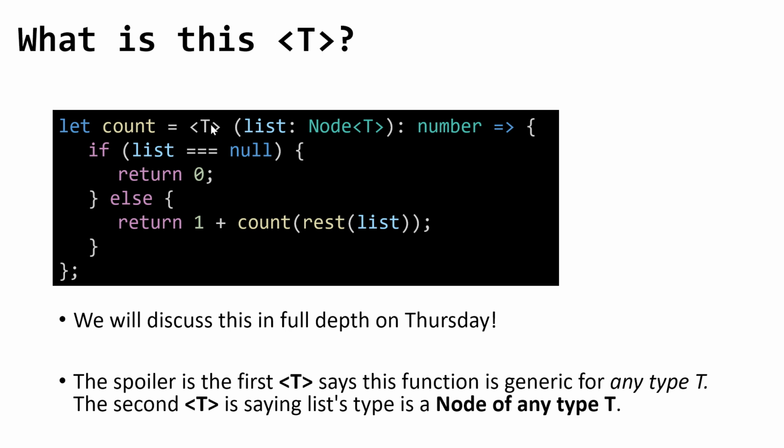If we want to write a function that works for a node of any type, what we're able to do is specify, hey, this function is going to work for a node of any type T. So this count function will work whether you give it a list of strings or numbers or some other type. We'll talk about this in more depth. If that didn't make sense in a first pass, that's totally fine. I just didn't want to completely gloss over this little detail today. We'll come back to this.